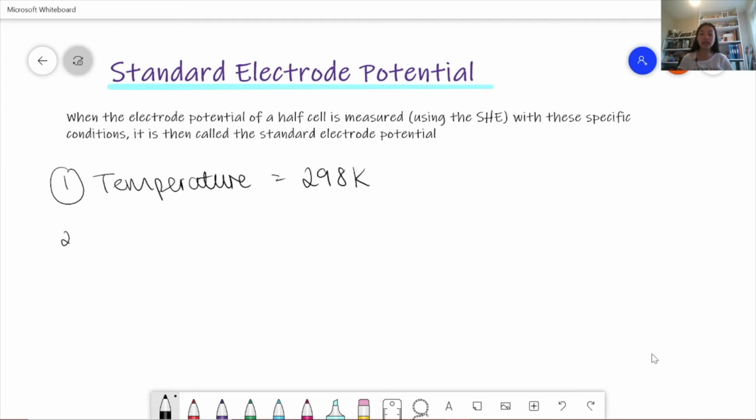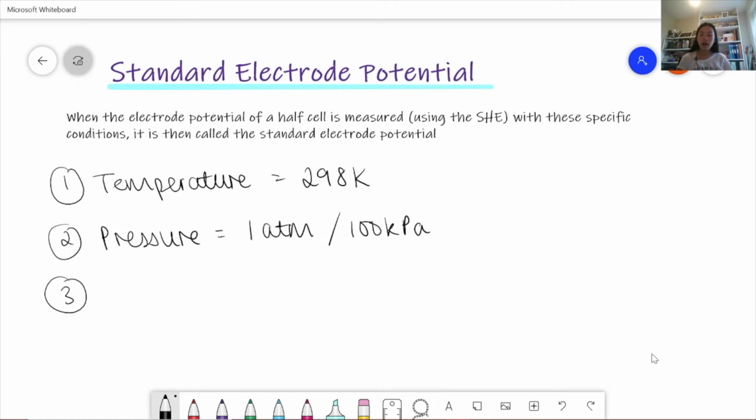And then the second condition is that the pressure has to be 1 atmosphere, or that is also equivalent to 100 kilopascals. And then the third condition we have is that the concentration of metal ions is equal to 1 mole per decimeter cubed.